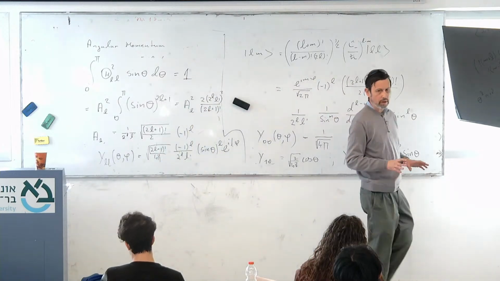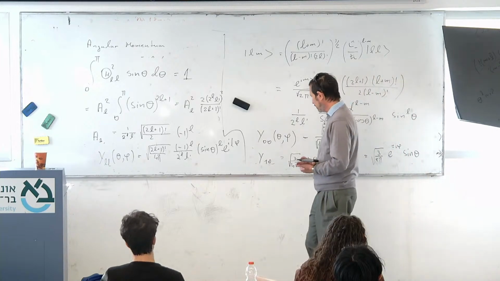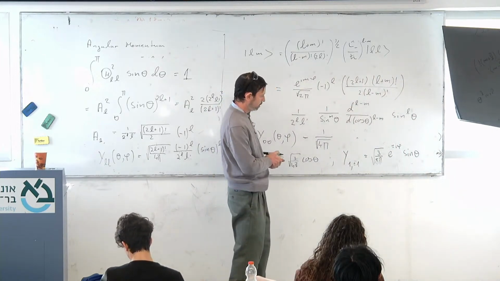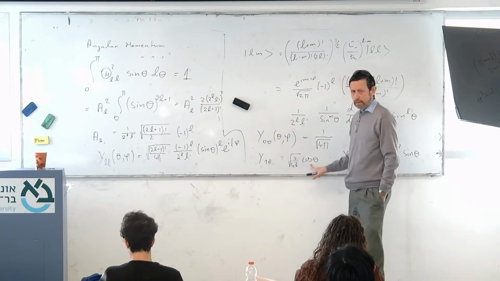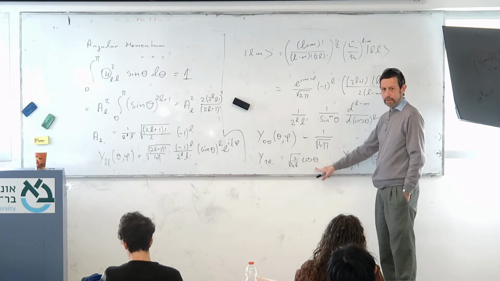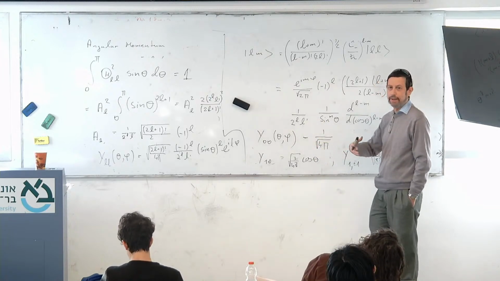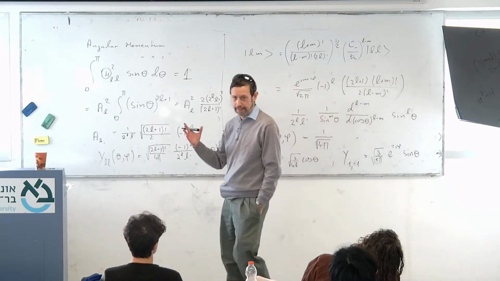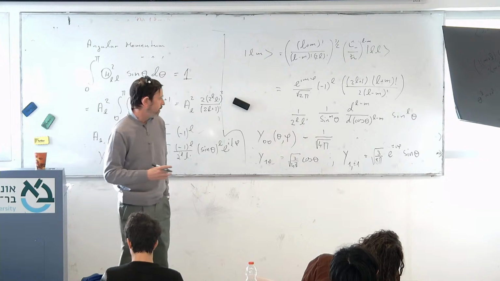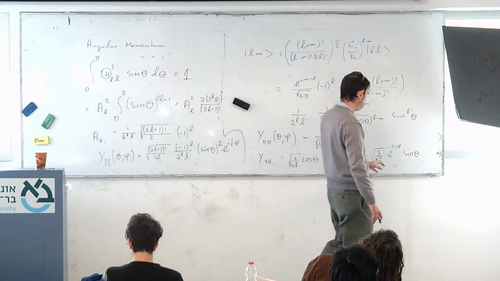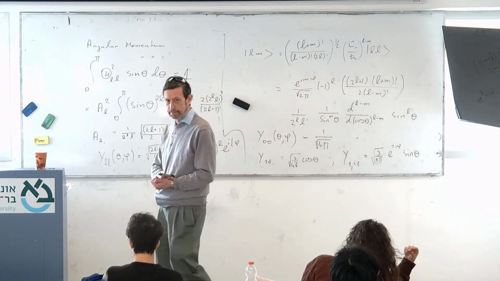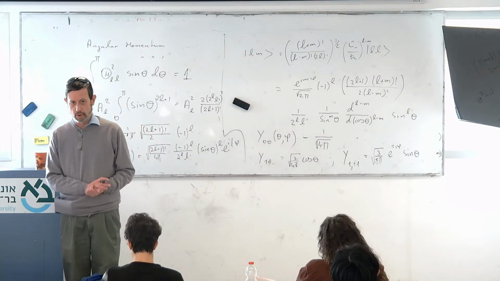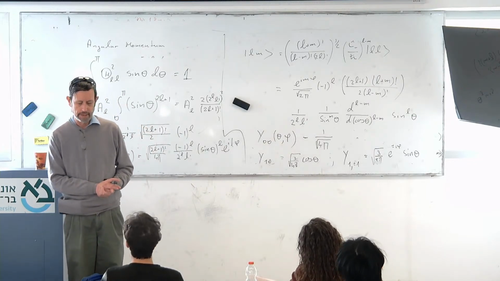The only thing I would like to emphasize here is to look at the difference between the terms with different M. For L equal to 0, you don't have much choice. M must be 0 and that's that. For L equal to 1, you already have three different possible quantum numbers for M: plus 1, minus 1, and 0.